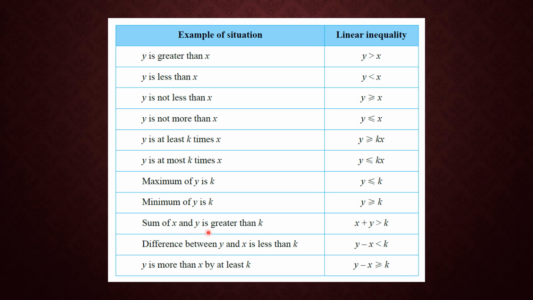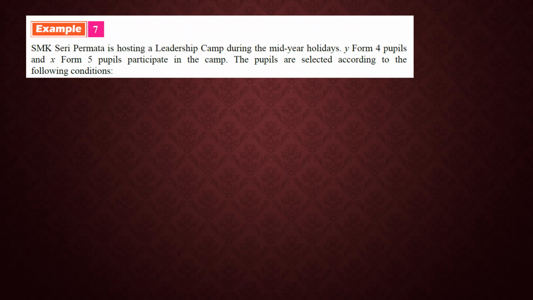Sum of x and y is greater than k, so x + y > k. Difference between y and x is less than k. Difference means minus, so y − x < k. Y is more than x by at least k, so also difference: y − x ≥ k. So these are examples of situations. We can see now example 7 at page 166.